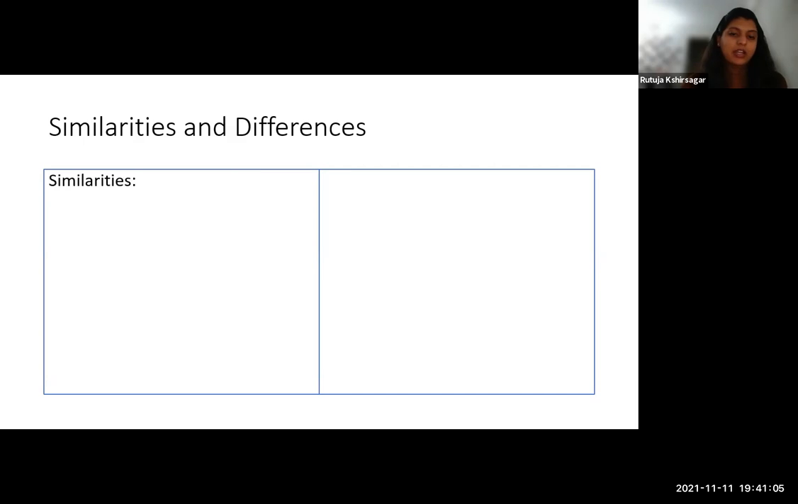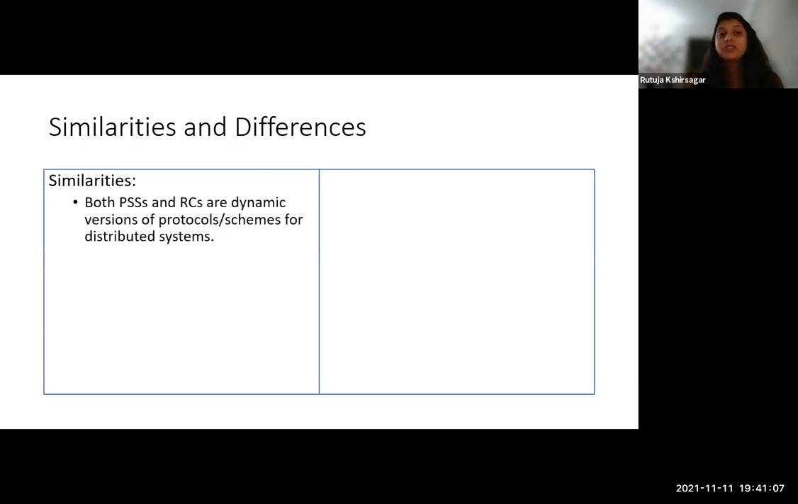So, similarities: both proactive secret sharing and regenerating codes allow for dynamic versions of distributed storage. Moreover, since they allow to recover information stored at servers by accessing a small number of other servers, this reduces the communication.